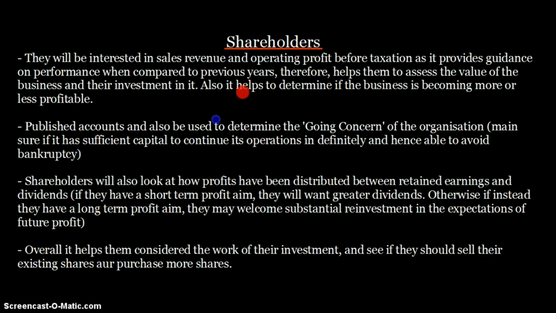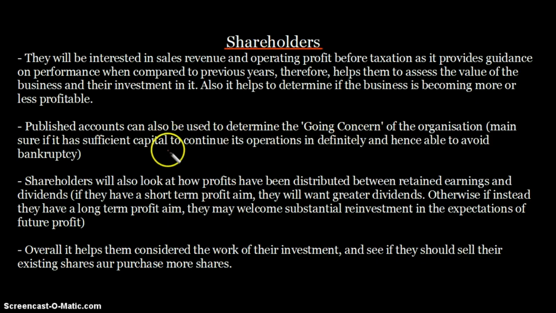Published accounts can also be used to determine the going concern of the organization, that is, to make sure it has sufficient capital to continue its operations indefinitely and hence is able to avoid bankruptcy. So of course the going concern is an A2 term perhaps, so you might not be familiar with it, but it basically checks what the current operation position of the business is. Is it able to continue its operation, or is it becoming bankrupt, or are jobs at risk, or is the business itself at risk of closing down?